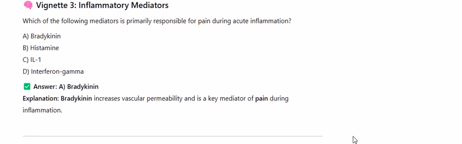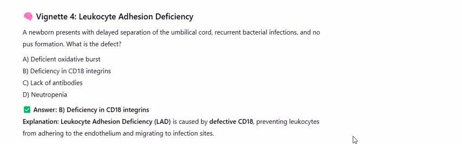Vignette 4. Leukocyte adhesion deficiency. A newborn presents with delayed separation of the umbilical cord, recurrent bacterial infections, and no pus formation. What is the defect? A. Deficient oxidative burst. B. Deficiency in CD18 integrins. C. Lack of antibodies. D. Neutropenia. Answer B. Deficiency in CD18 integrins.